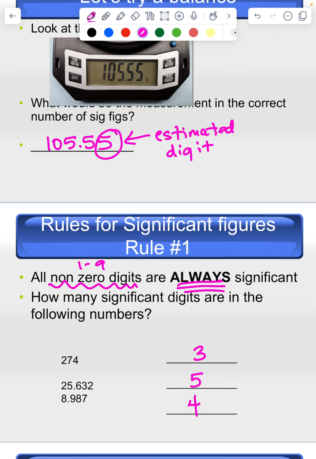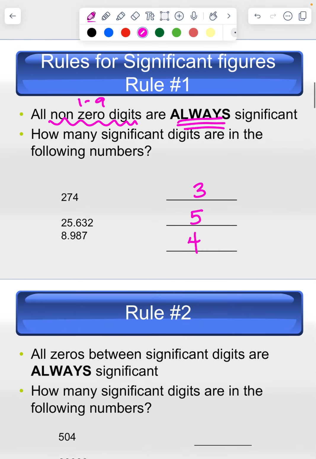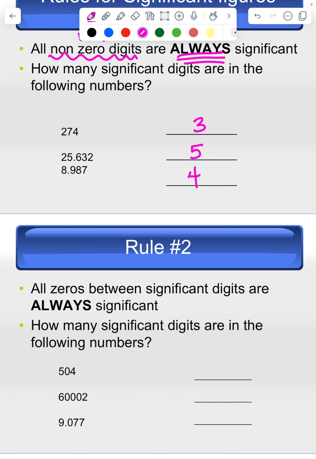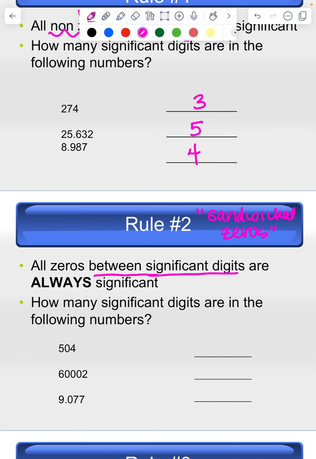Now the only number that we haven't talked about is 0, and zeros have several different rules. There are actually 4 different rules for zeros themselves. Rule number 2: zeros between significant digits. Remember, we call these sandwiched zeros. They are sandwiched between other significant digits, and these are always going to be significant.